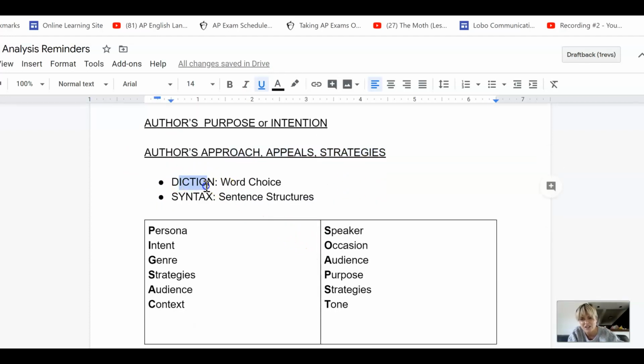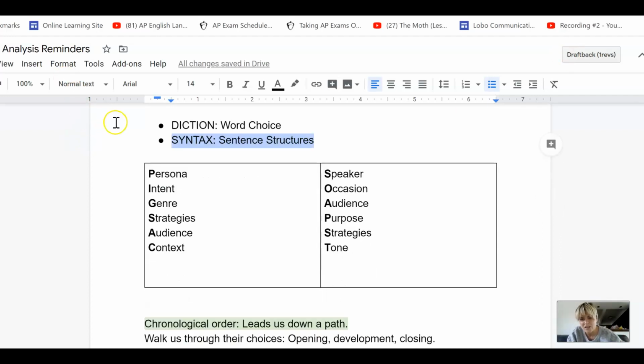Just some reminders, diction is just a fancy word for word choice. So you're always looking at what kind of choices they make with the words that they choose. They have an effect. And then syntax is just a fancy word for sentence structures. So those things like parallel structure, repetition, do they have a lot of dependent clauses, long sentences, short sentences, that kind of stuff.